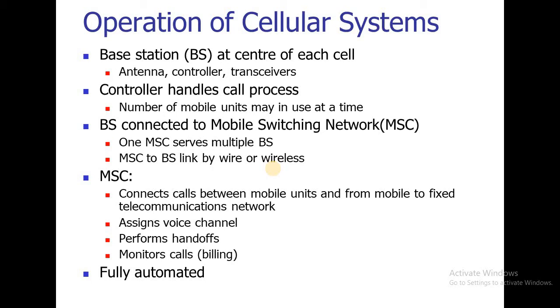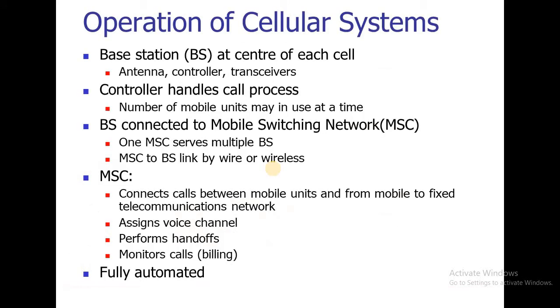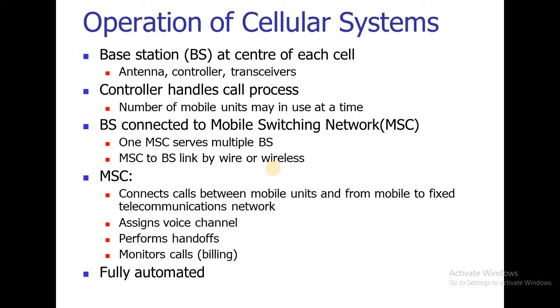Next, the base station is connected to the mobile switching network. One mobile switching network can be connected to multiple base stations. Next, the MSC is linked to the base station by wired and wireless connections. So the MSC, that is the mobile switching center, is connected to the base station through a wired or wireless link. Next, what is the functionality of the MSC? The MSC connects calls between a mobile station and a fixed telecommunication network, and it also assigns a voice channel for the communication and performs handoff.